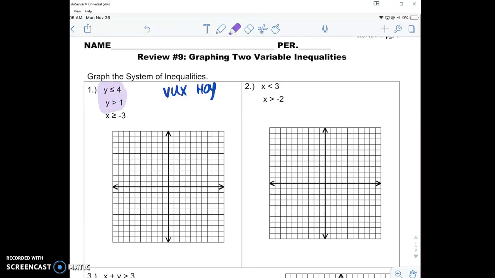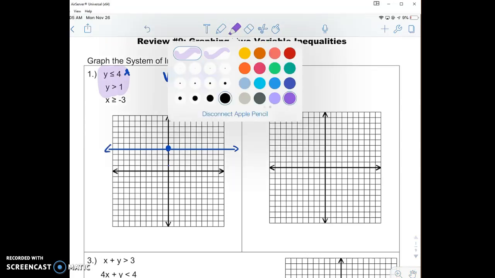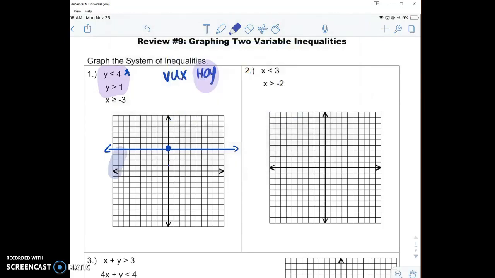Since the first two equations only have the letter y, these are both horizontal equations. So I'm going to start at where y is 4. Less than or equal to, so I need a solid line. And everything where y is less than 4 means I need to shade downwards.